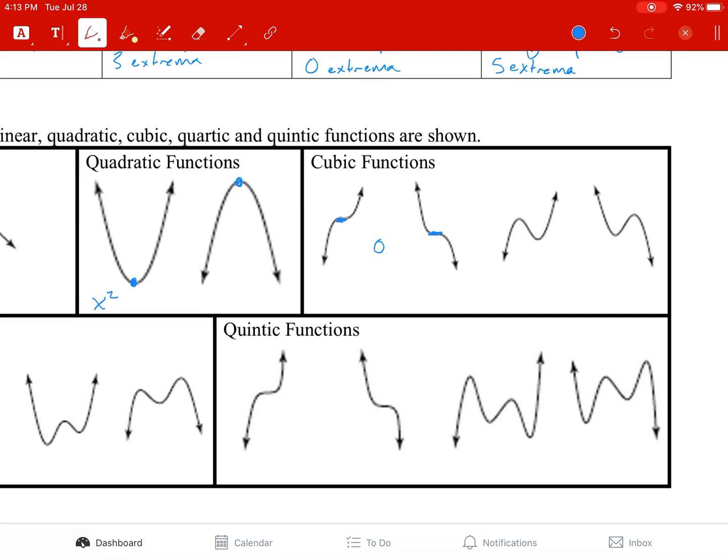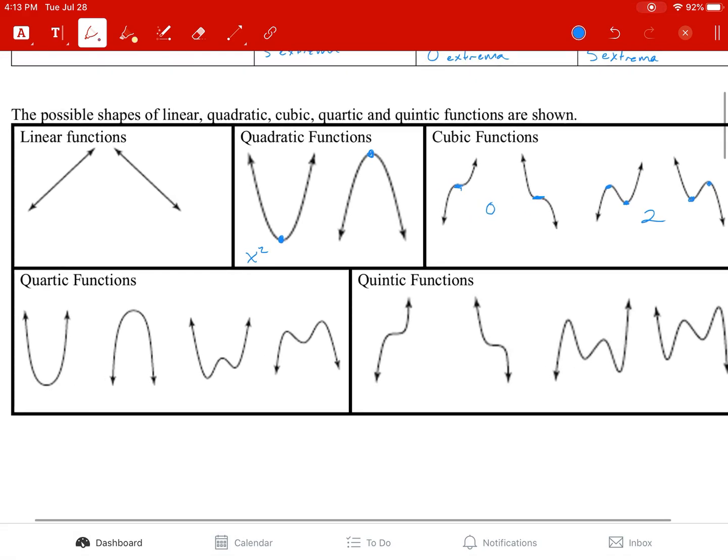Okay, but if we go to the next 2 examples of a cubic function, we have a peak here and a valley here, a valley and a peak here. So these 2 graphs have 2 extrema. We keep going. Quintic function. Oh, sorry. I'll go back real quick to cubics. Cubics is like x to the 3rd.